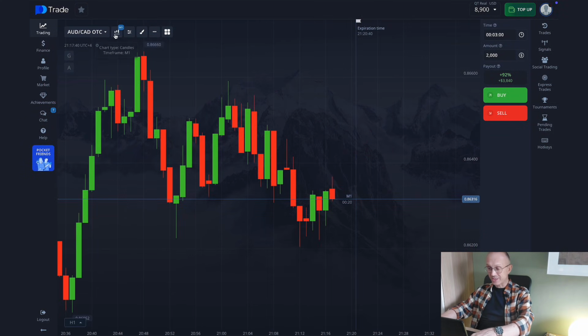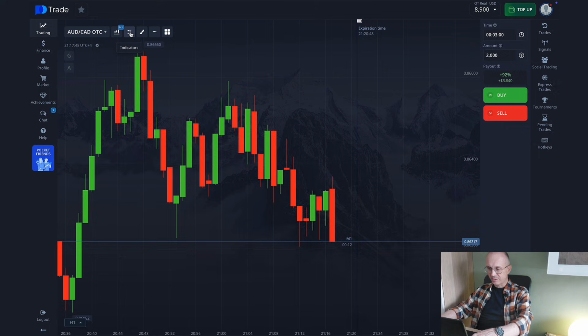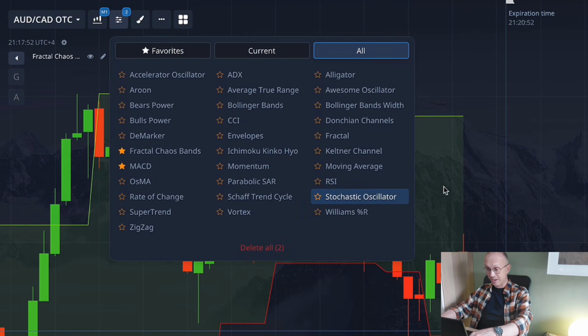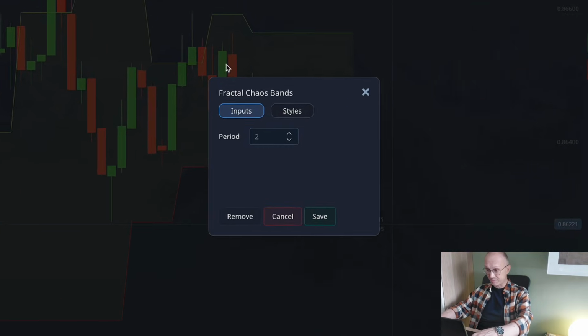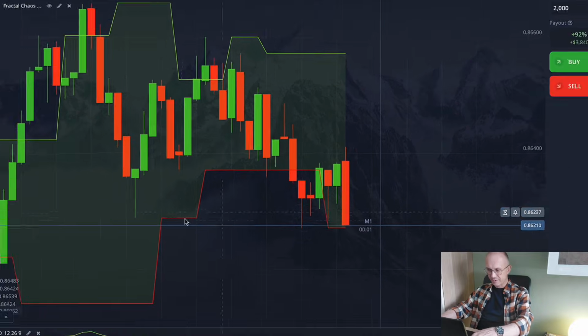So I choose classic candles and the time frame is 1 minute. Let's go to the Indicators tab and select the Fractal KS bands and the MACD. Let's set up the Fractal KS bands indicator first, set the period to 3 and save.